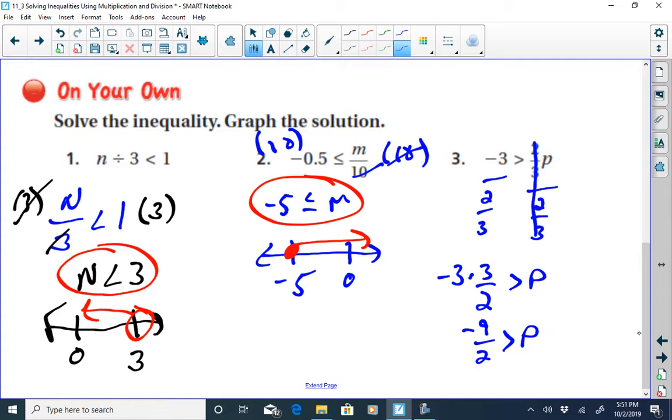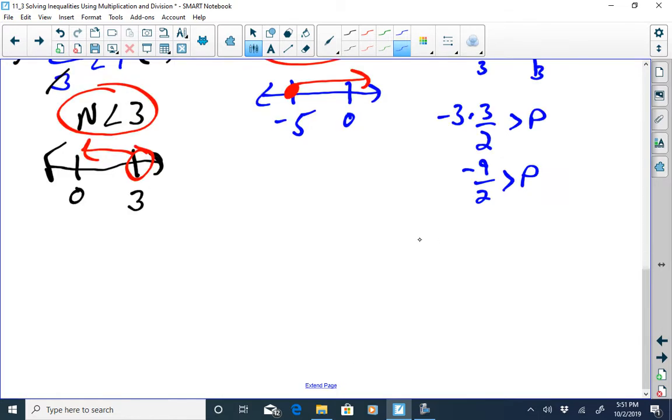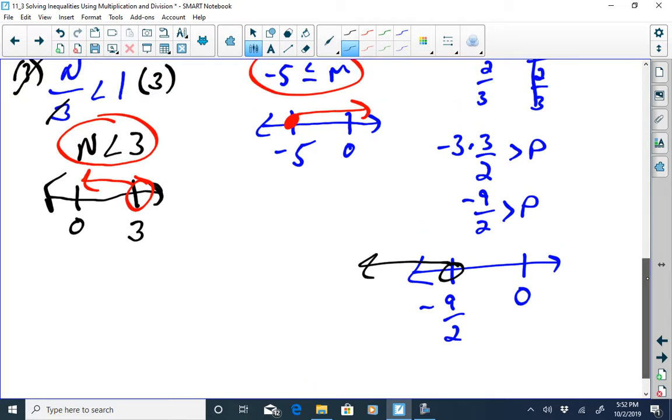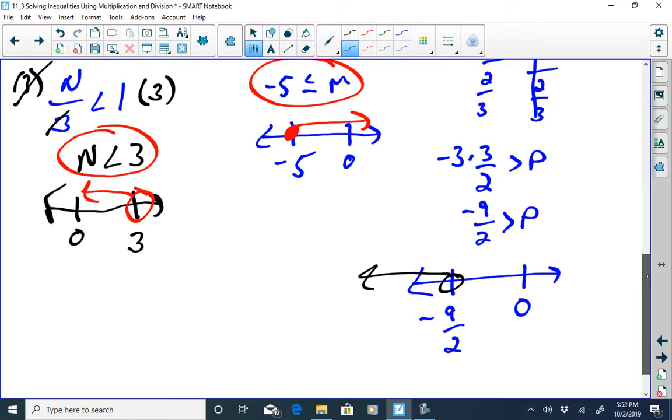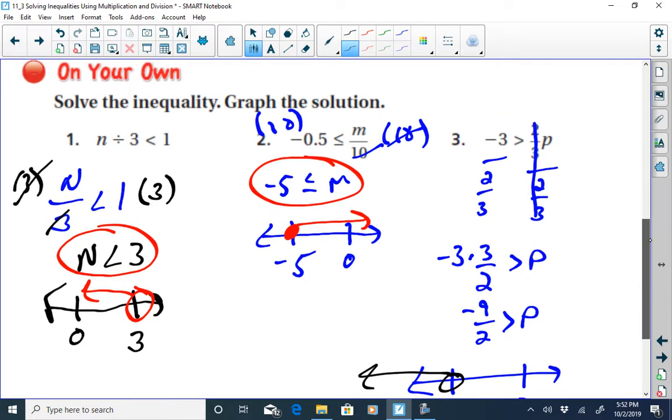Once again, we have a reversed inequality, so let's draw the graph there. We have 0, negative 9 over 2. It's going to be over here, because that's negative 4.5. It's an open circle. The arrow is pointing to the right, but because it's a reversed inequality, solutions have to go the other way. Now I want to choose a value that's less than negative 4.5 and see if it works.